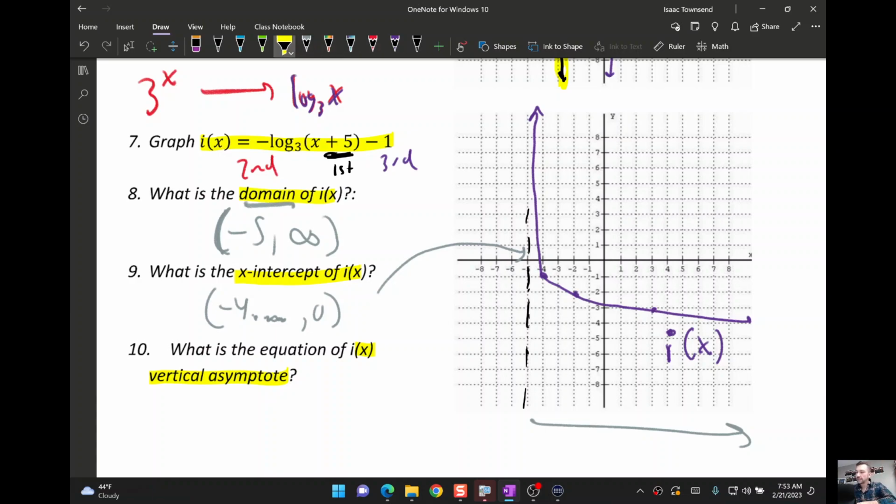And then this is a vertical line that my graph can't cross. So that is the vertical asymptote. Because it's a vertical line, it should be x equals and not y equals. It's the line where x is always -5.